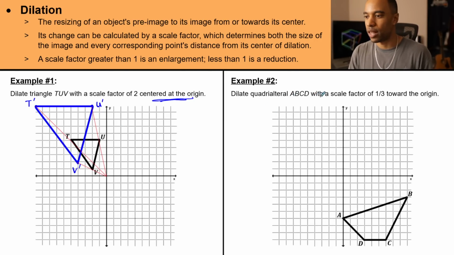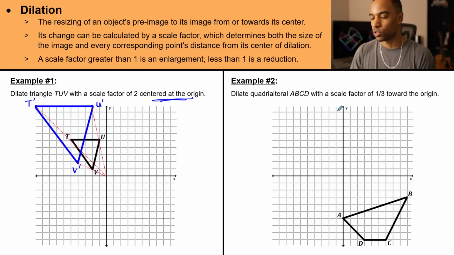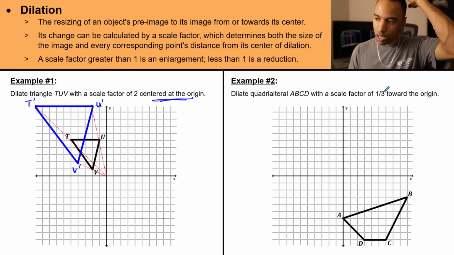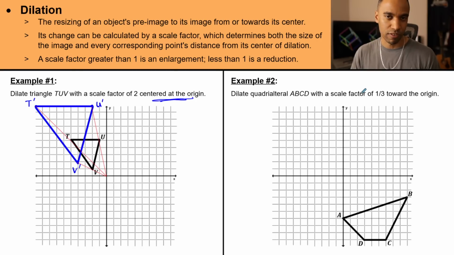Let's dilate quadrilateral ABCD with a scale factor of 1/3 toward the origin, or centered at the origin. This will be a reduction, meaning everything's going to be smaller. A scale factor of 1/3 means we're going to multiply our distances by 1/3. It also means divide by 3. And if I set it up correctly, I made all these numbers divisible by 3. All right, let's start with A.